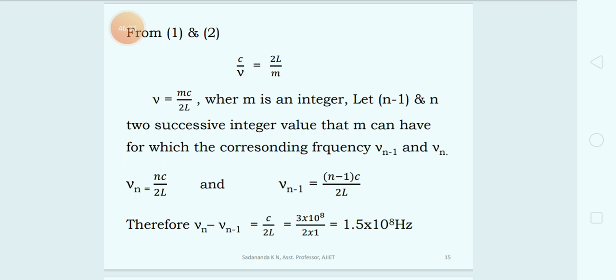Now the frequency separation ν(n) − ν(n−1) is equal to nc by 2L minus (n−1)c by 2L; the n c terms will cancel each other. Remaining is only c by 2L. c is the speed of light in vacuum, and 2 into L, so that will be something like 1.5 × 10^8 Hertz.